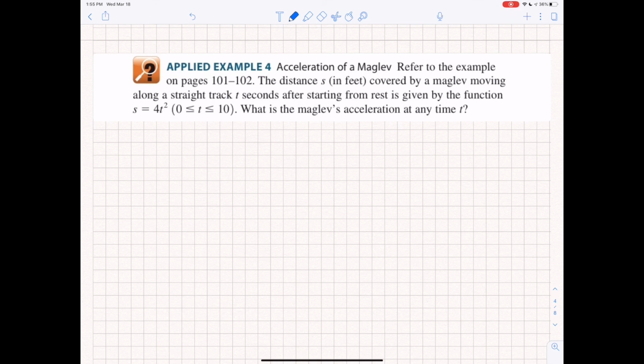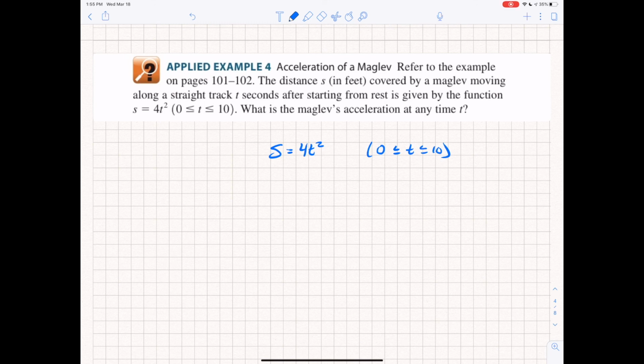The distance covered by a maglev moving along a straight track t seconds after starting from rest is given by the function s is equal to 4t squared. And this is from 0 to 10. What is the maglev's acceleration at any time t?